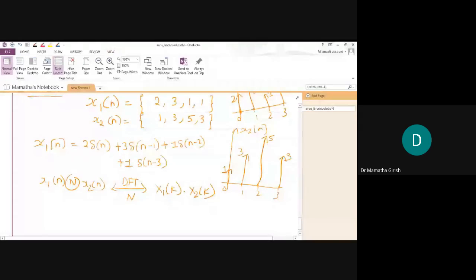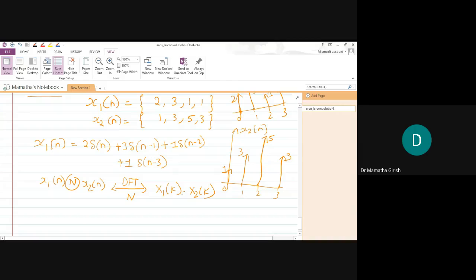So what do I have now? I've got x1 of n, and I must circularly convolve it with x2 of n. To make my procedure easy, or if the examiner insists, use the DFT, IDFT method. What I must do is obtain x1 of k from x1 of n, obtain x2 of k from x2 of n, and multiply the two DFTs.